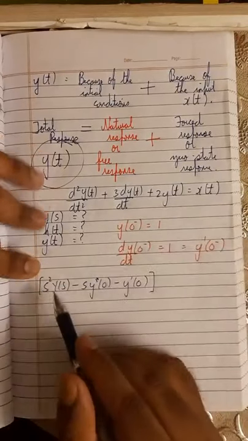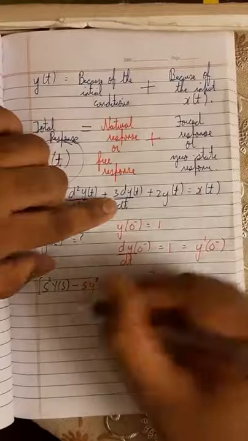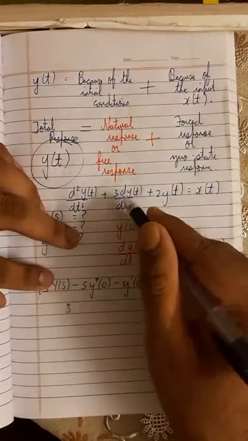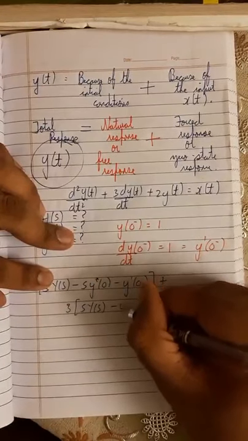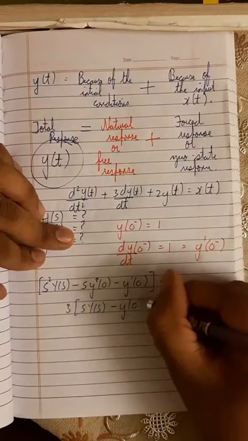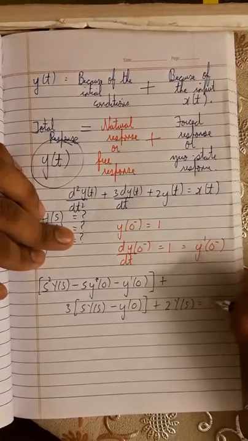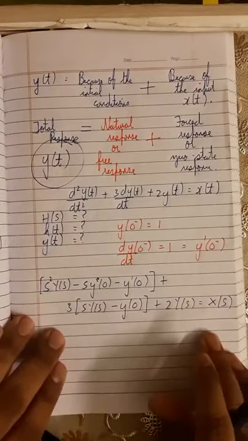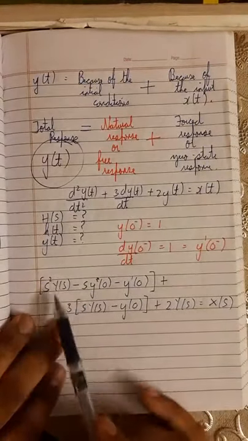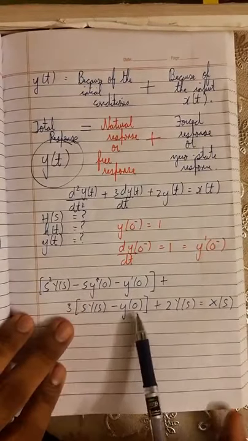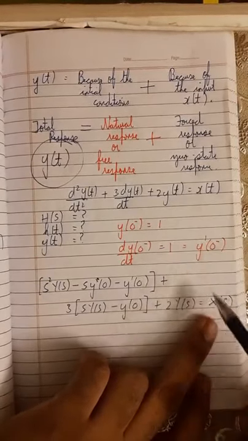So this is my equation, plus now the Laplace of the second term is 3 into sY(s) minus y(0), plus 2Y(s) is equal to X(s). So this is the Laplace transform of your differential equation. This is the Laplace transform of the first term, this is the second term, this is the third term, and this is the Laplace transform of x(t).